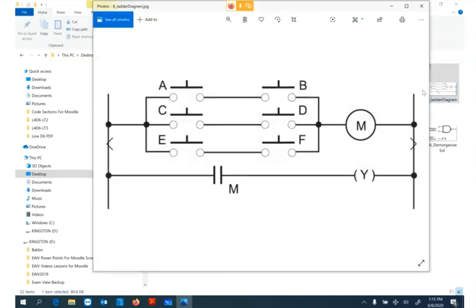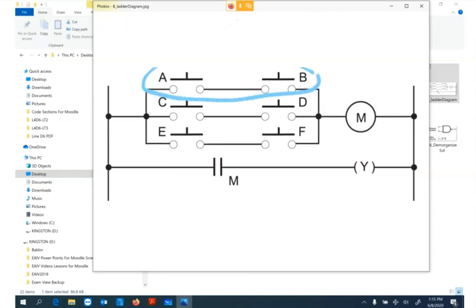Here they're showing the ladder diagram of the equivalent. So A and B, there's one of our ANDs. There's another AND and another. So either this and this has to turn the light on, or this and this. So the series portion is the AND, the parallel portion is the OR.